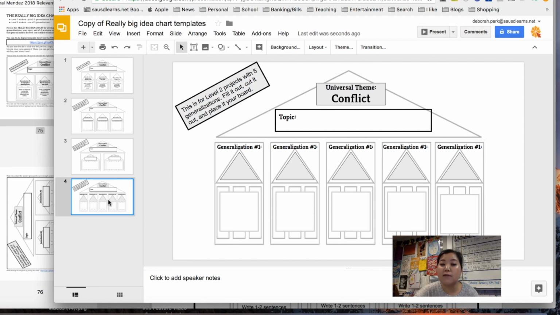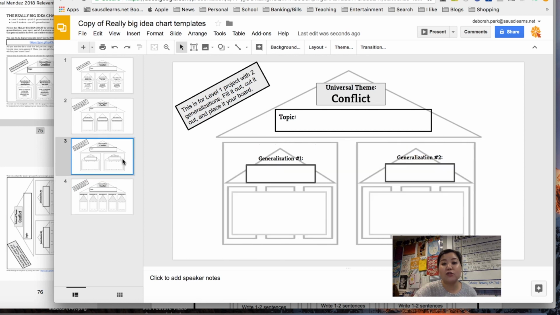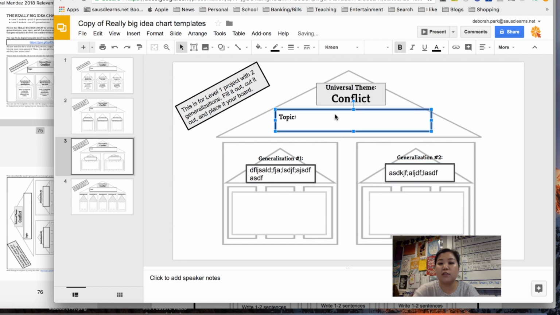So if you are a level 1 student, you can delete the ones you're not going to use. So we already did it for you. We already created a template. All you got to do is type in the boxes. Let's say you're a level 1 student and you're going to do only 2 generalizations. So you're going to type in your first generalization in here. You're typing in your second one. Obviously, your topic is going to be typed in.